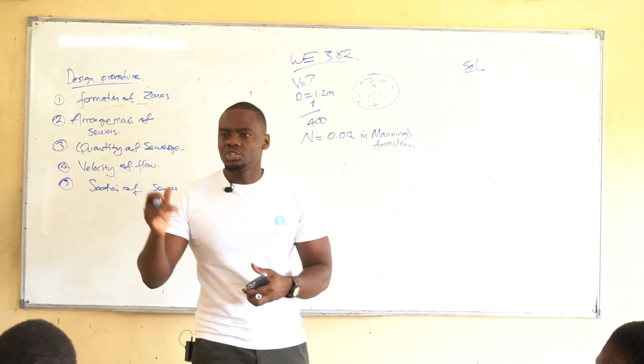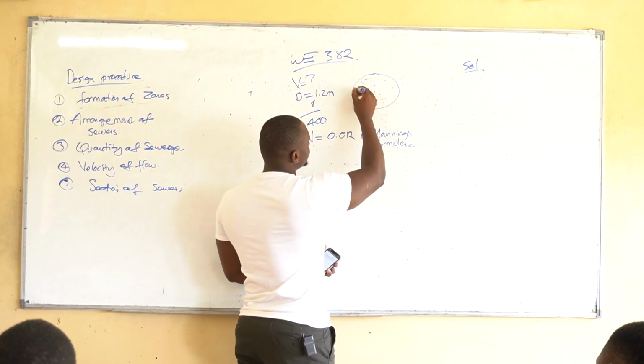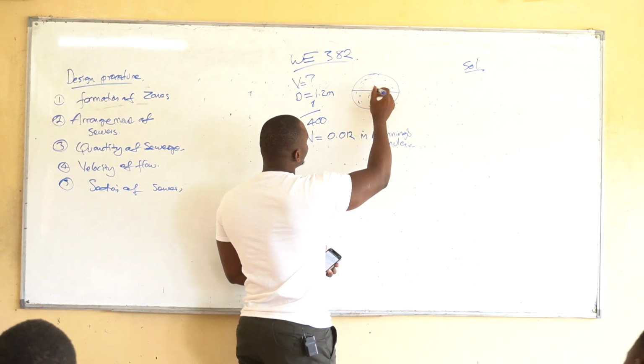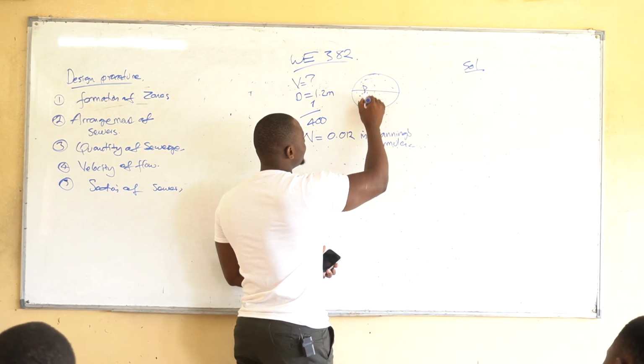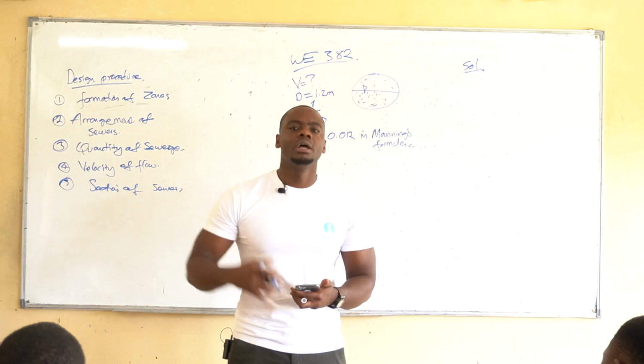Ideally, if you have a sewer network, it always runs at maximum half. Okay? So this is half full. This is what they mean by half full. Your pipe, your sewer, is running at half full.